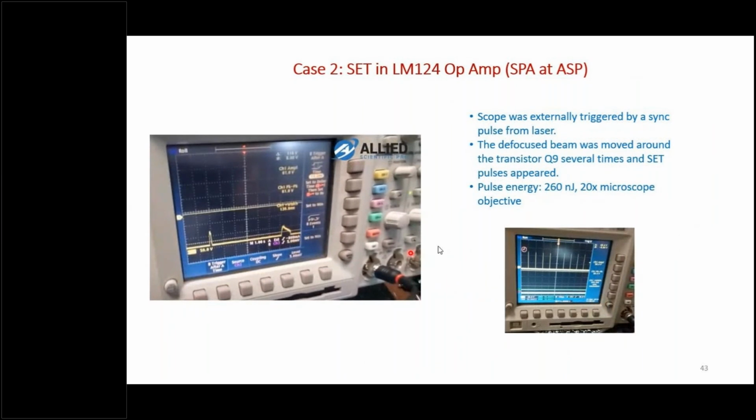And once we did that, we had to also trigger the scope using the laser pulse, the sync pulse from the laser. And we saw these different pulses of different widths that appeared on the scope. You could look at the exact video and the link that I sent you. So these are clear indication of SET, the single event transient.